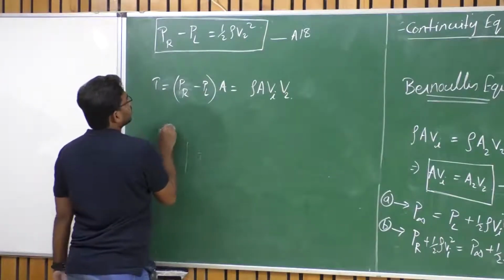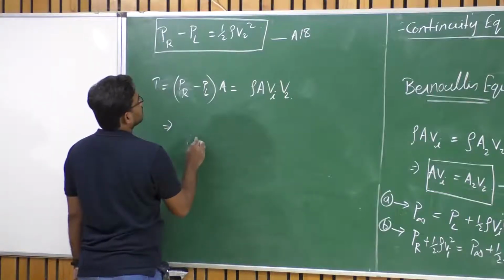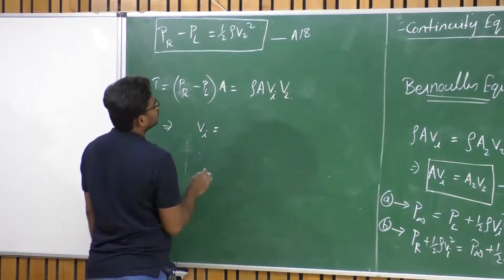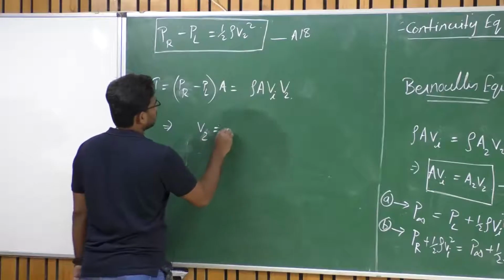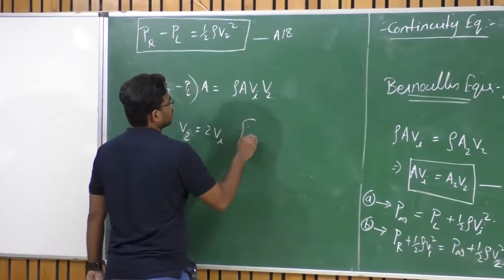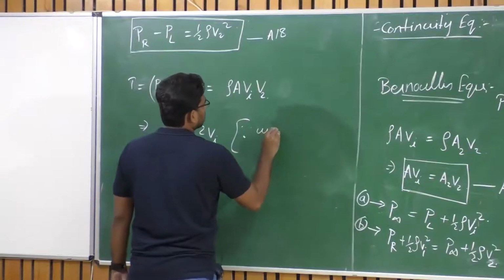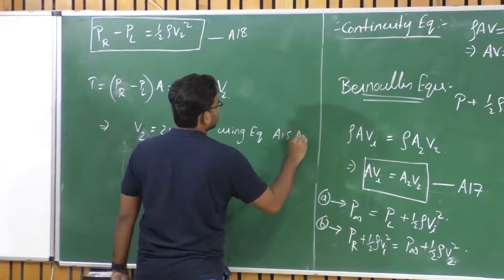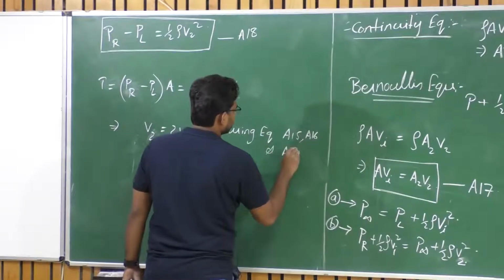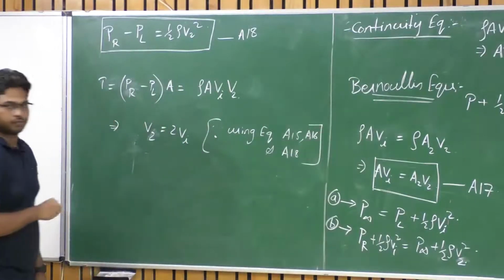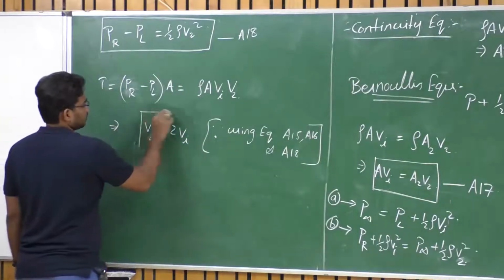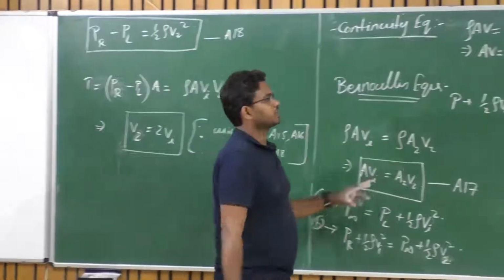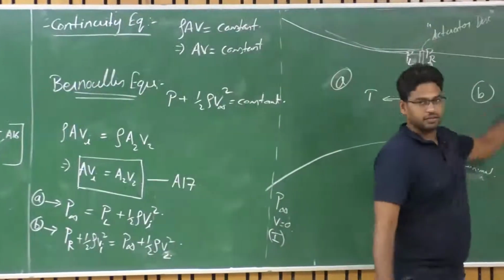So using 18, what I have is V2 is equal to 2 times Vi. So using equations A15, A16 and A18. Right? Am I correct or not? Okay, so V2 is twice the induced velocity here. That means the flow is accelerating here, right?